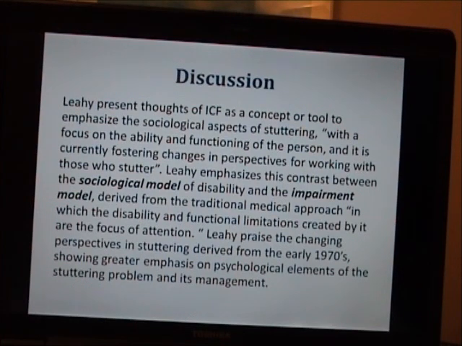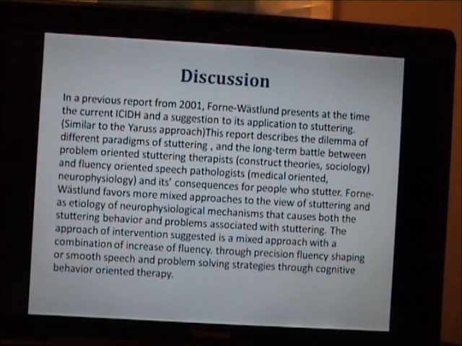Lee praised the changing perspectives in stuttering derived from the early 1970s, showing greater emphasis on psychological elements of the stuttering problem and its management. In a previous report from 2001, Wästlund presents the then-current ICIDH and a suggestion for its application to stuttering, similar to the Yaruss approach.